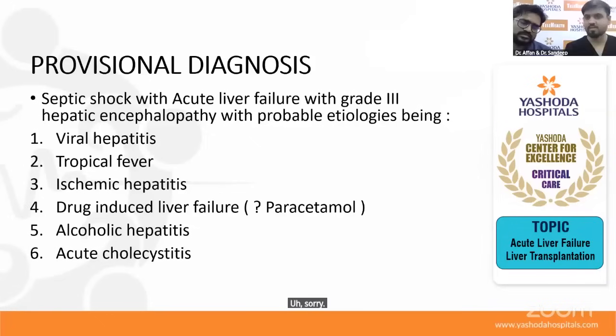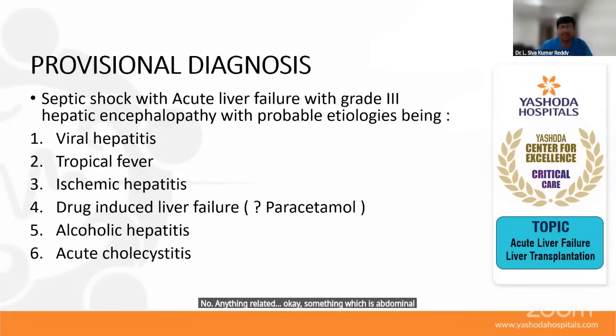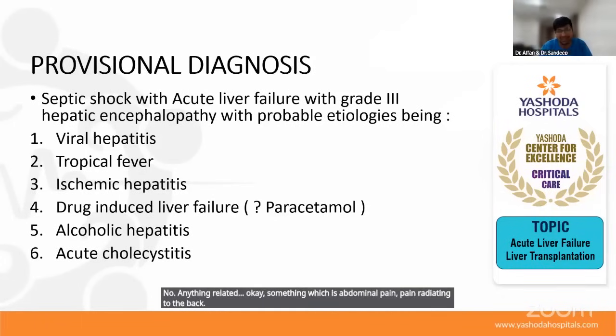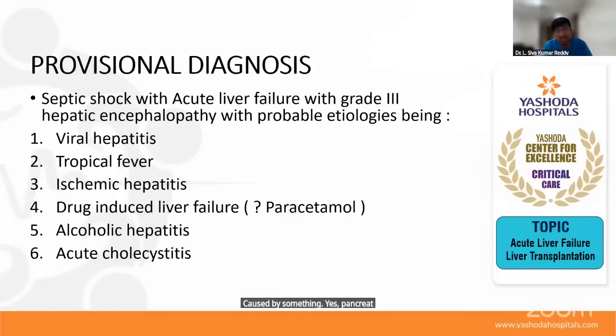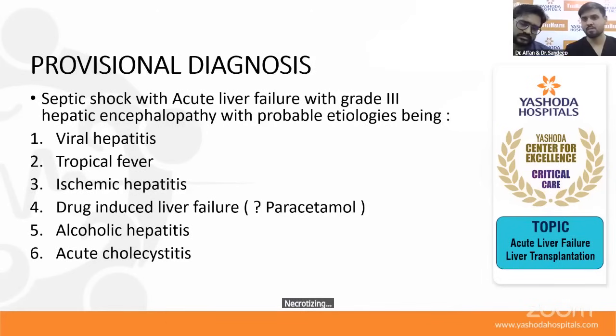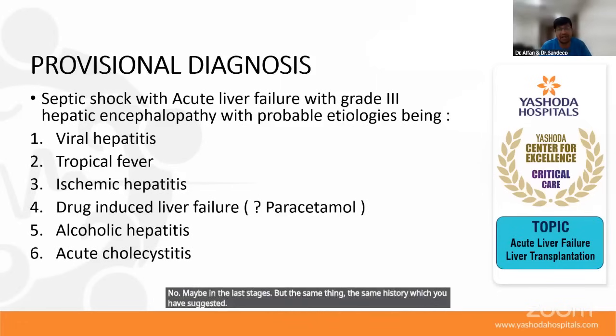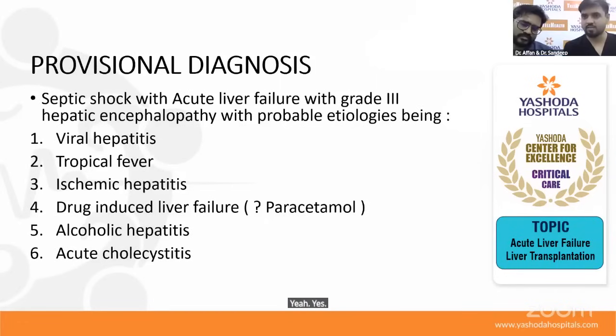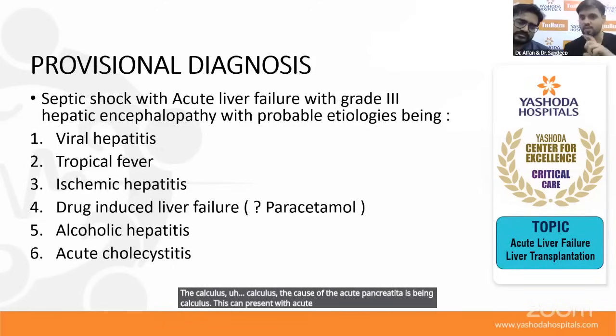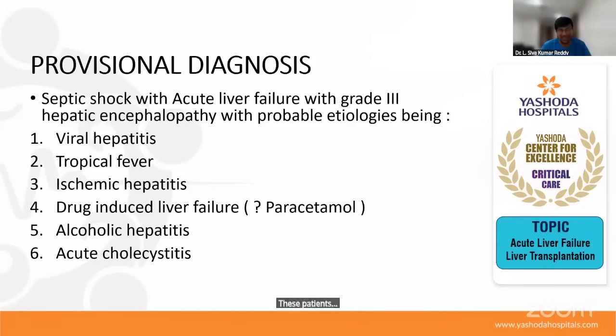Primary biliary cholangitis? No. Anything with abdominal pain radiating to the back? Pancreatitis. Yes, pancreatitis. But what sort of pancreatitis? Necrotizing? Maybe in the last stages. But the same history which you have suggested: biliary calculus pancreatitis. The cause of the acute pancreatitis being calculus, this can present with acute cholecystitis along with acute pancreatitis. Yes, I think that is what sir was suggesting.